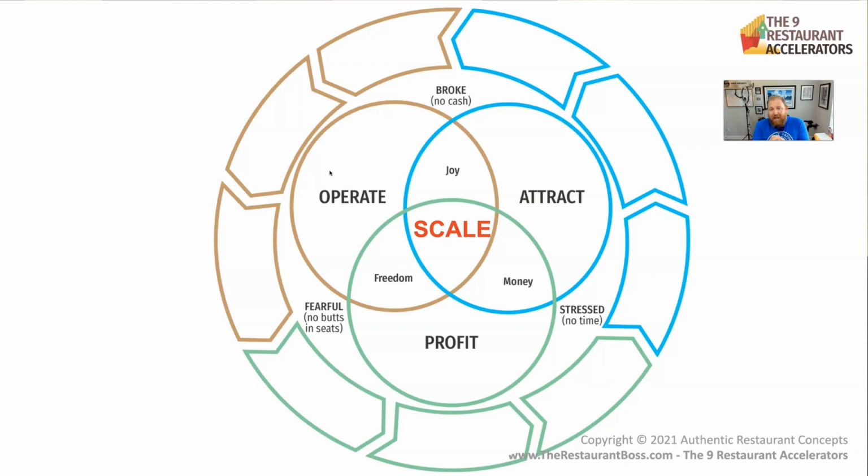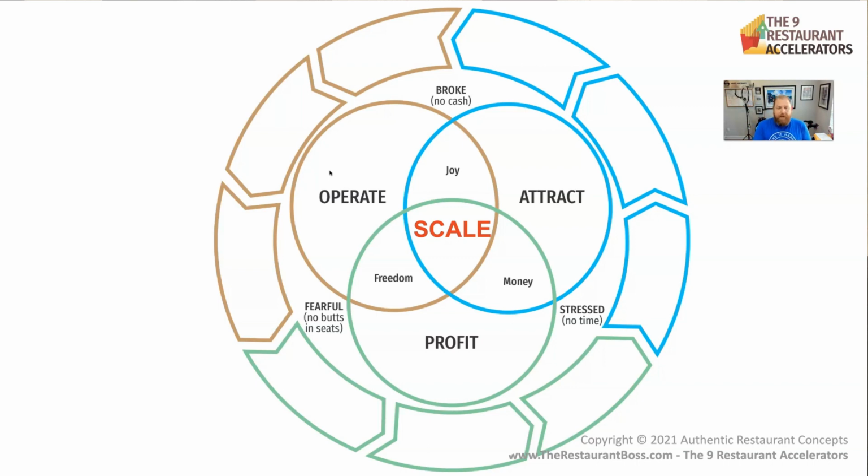Now, in order to scale, you have to have all three of these. Do you remember from high school geometry, Venn diagrams, right? You need all three of these to have that middle piece. So what a lot of times is happening is maybe you're missing one of these or you're not doing as well as you could in one area. So let's go over what that might look like and feel like.